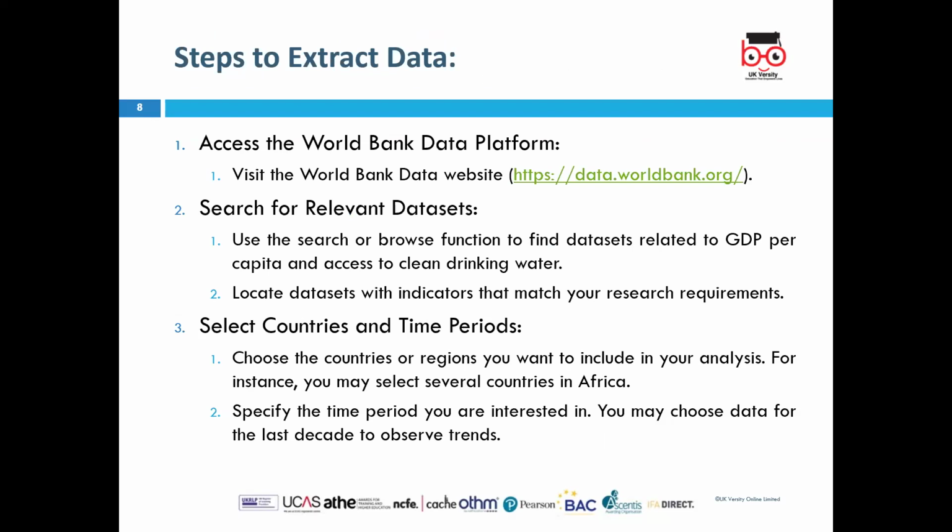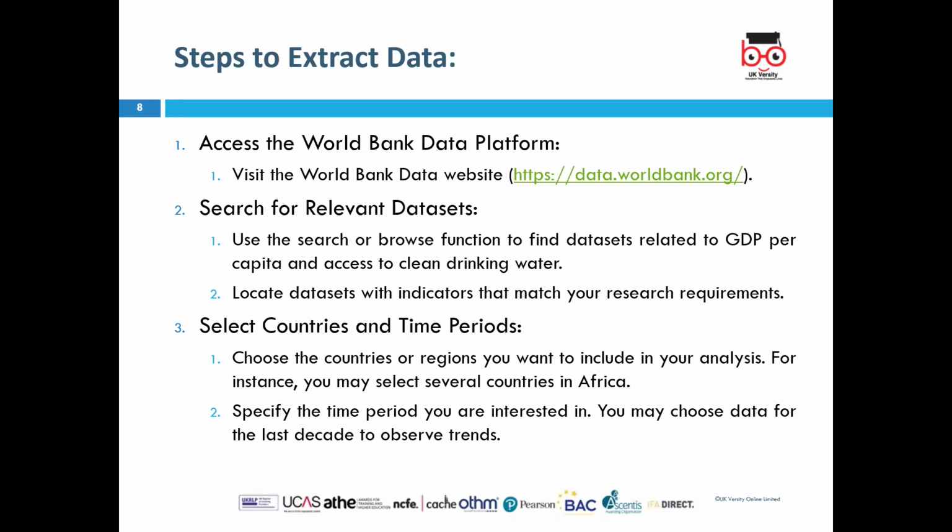The different steps to extract data are as follows. The first one is to access the World Bank data platform. You visit the World Bank data website. The URL or the link is given here, which is data.worldbank.org. Then you search for relevant data sets. Use the search or browse options to find data sets related to GDP per capita and access to clean drinking water. You locate data sets with indicators that match your research requirements.